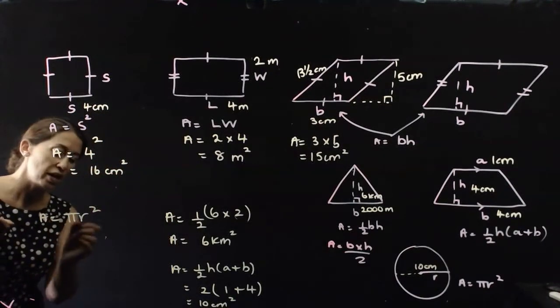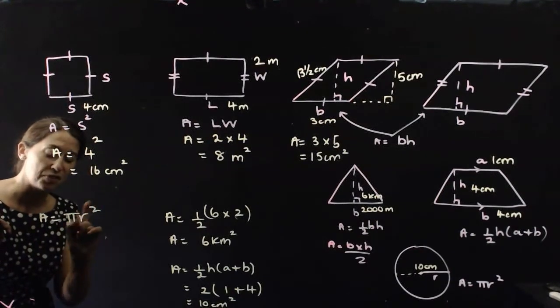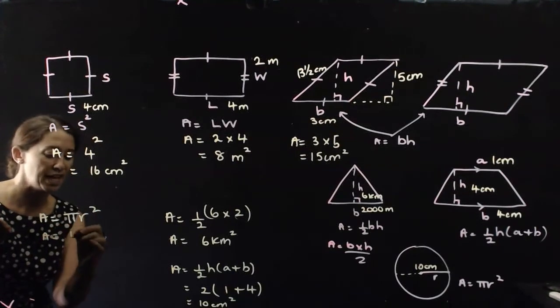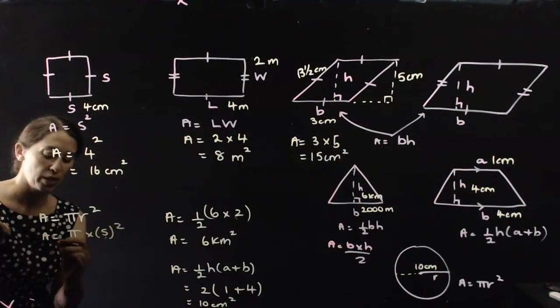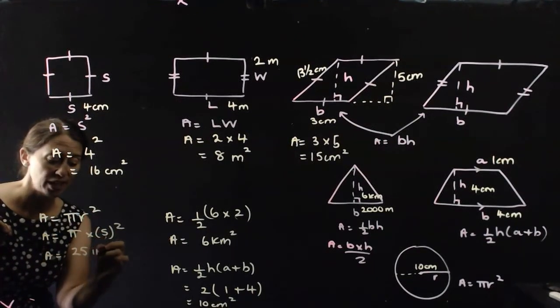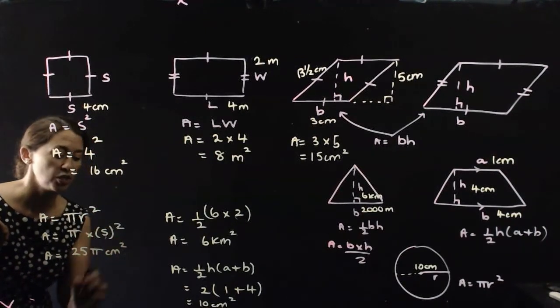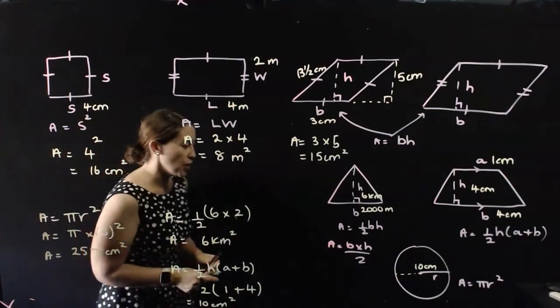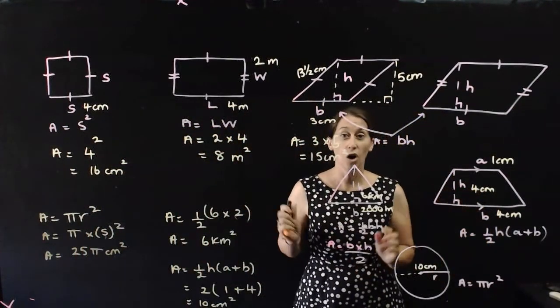Pi r squared. Okay, so the diameter is 10. So the radius is half of that, which is 5. So to work out the area, I'm going to do pi times 5 squared. 5 squared is 25. So 25 times pi is 25 pi. Pi is just a number, remember. And I'm in centimetres squared as my units. And that shows you a basic run through of how we calculate the area of all these shapes on the screen today.